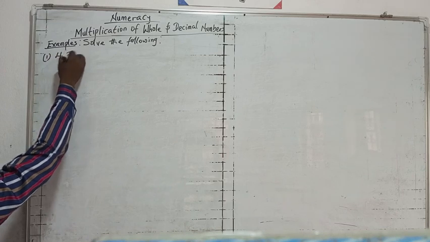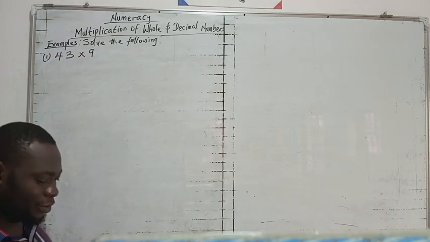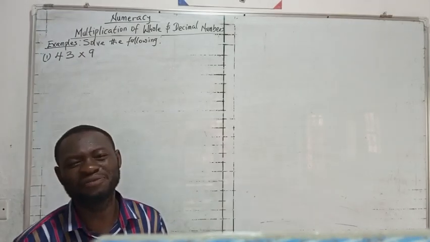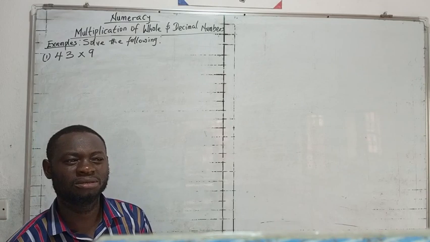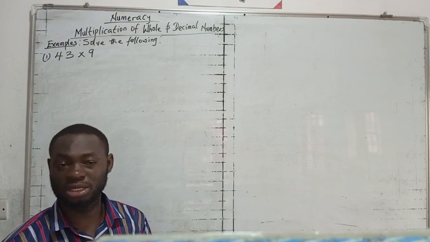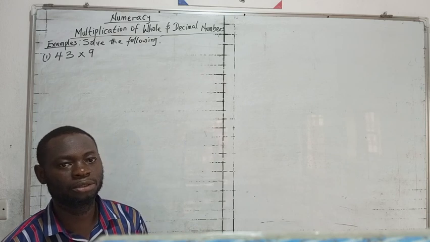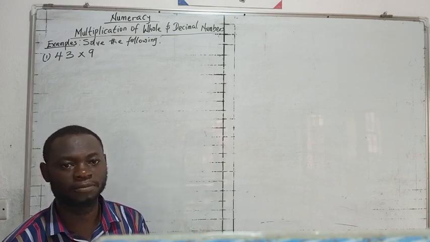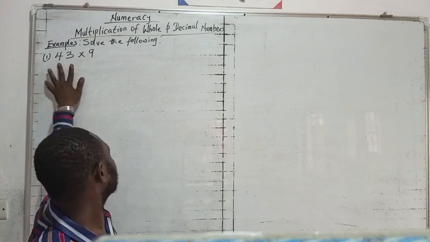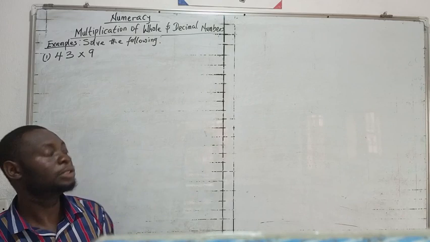Here we have 43 times 9. We are going to look at 2 to 5 digit numbers multiplied by 1, 2, and even 3 digit numbers. So you can see that example number 1 is a 2 digit by 1 digit multiplication, because this is a 2 digit number and this is a 1 digit number being multiplied. Alright? So let's solve.